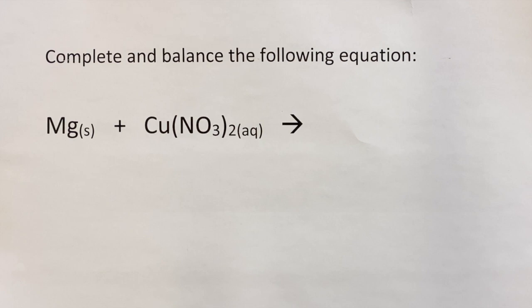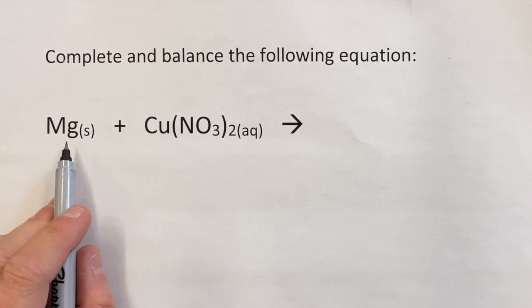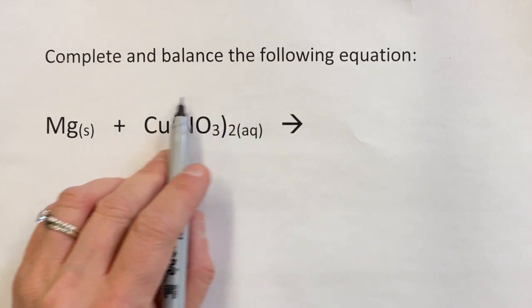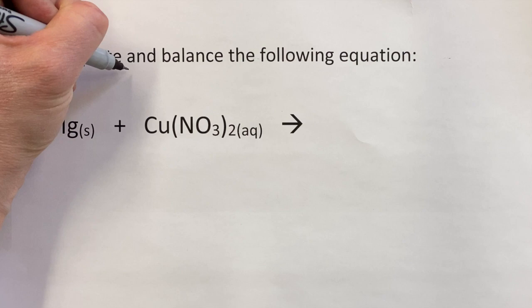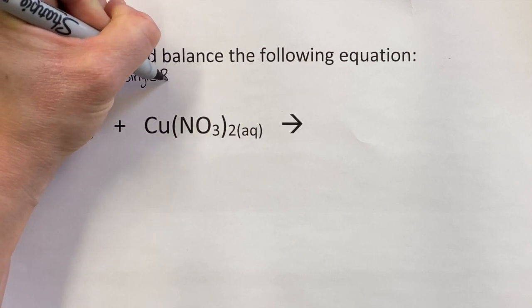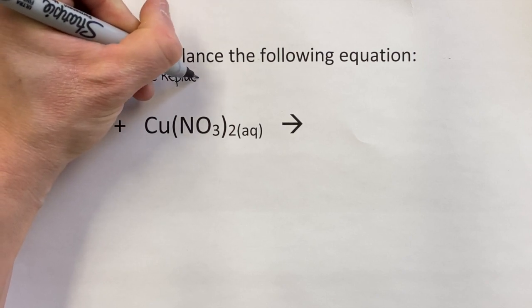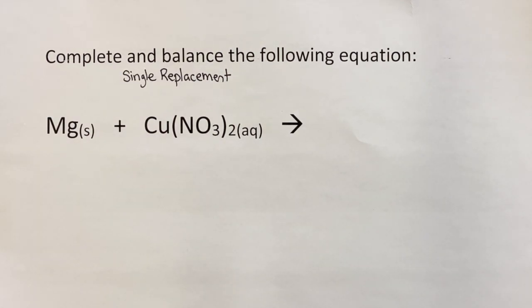This question asks us to complete and balance the following equation. I can see that my first reactant is an element and my second reactant is a compound. When an element reacts with a compound, it's called a single replacement reaction. So in order to figure out which things are going to end up together, I need to think about what kind of elements and polyatomic ions are involved in this reaction.